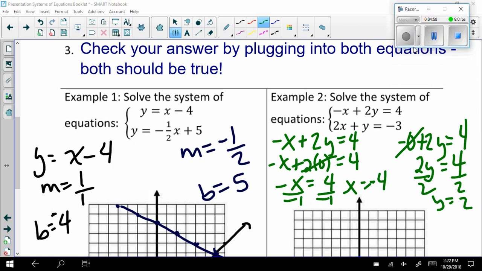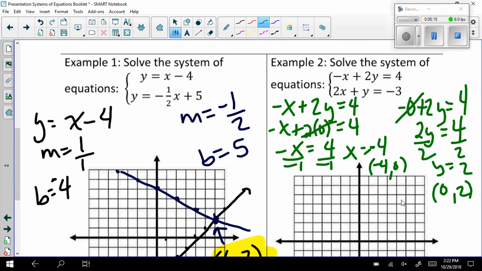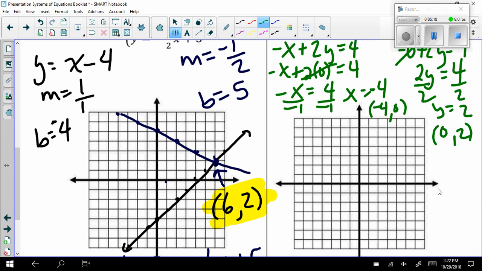Remember, this is two separate points. This is x is -4, y is 0. This is x is 0, y is 2. So plotting my 2 points, my x-intercept at -4, my y-intercept at 2, I'm going to connect, and I'm going to extend through. If you have a ruler, it's pretty important that these are precise.